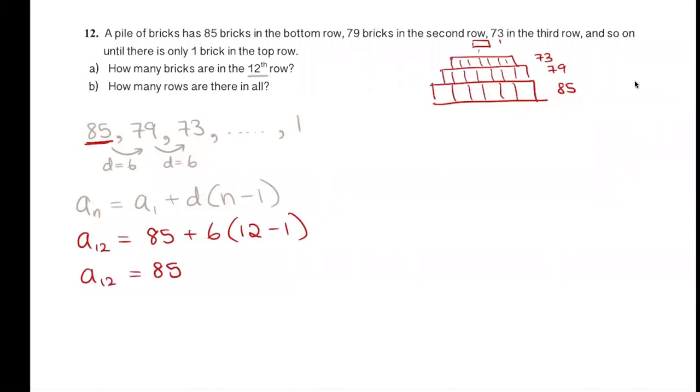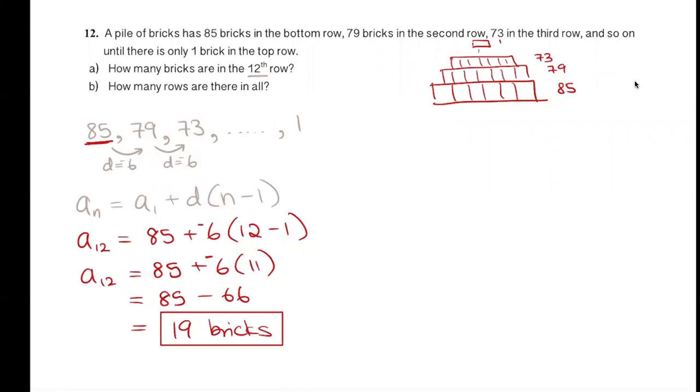All right, so 85 plus 6 times 11, which is 85 plus, oh, sorry, minus, I'm sorry, minus. We're subtracting. I was about to say, I was so confused for a second. All right, nope, you were right, minus 6. So it should be negative 6 times 11, which is -66. And then we get 19 bricks on that 12th row. Yep, there you go. All right, so that's how you use the formula.